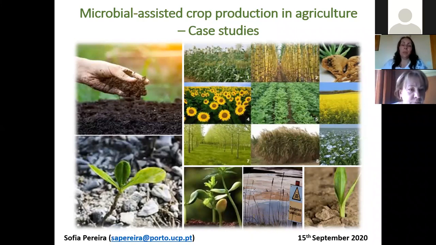My name is Sofia Pereira, and I'm a senior researcher at the Faculty of Biotechnology of Catholic University in Portugal. I have been working with beneficial soil microorganisms and also on the development of bioinoculant formulations. These bioinoculant formulations are nothing more than the combination of these microorganisms and some carriers that will enable their application in plants that are suffering the effects of several biotic stresses.